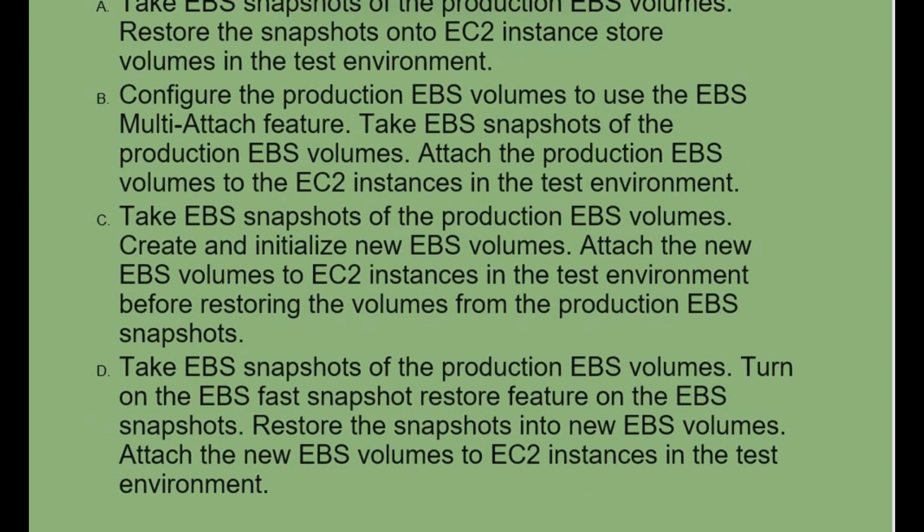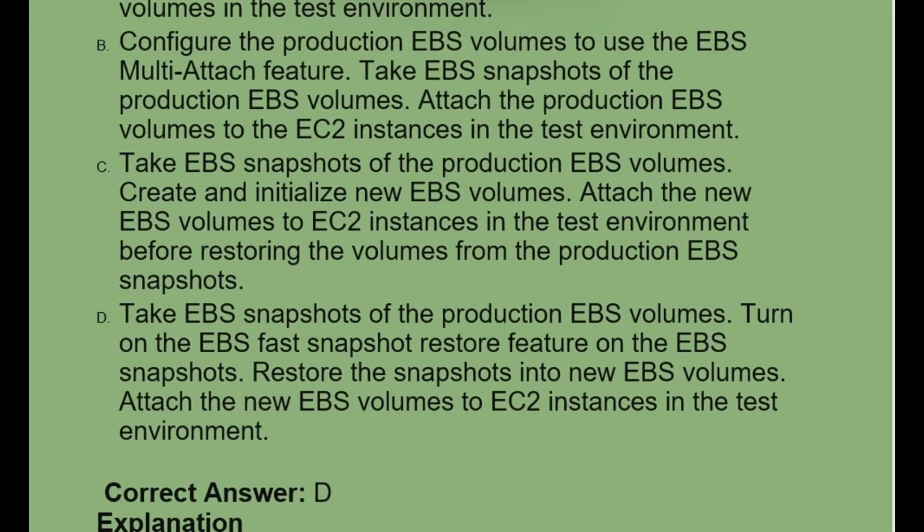Option D. Take EBS snapshots of the production EBS volumes. Turn on the EBS Fast Snapshot Restore feature on the EBS snapshots. Restore the snapshots into the new EBS volumes. Attach the new EBS volumes to EC2 instances in the test environment. Correct answer is option D.